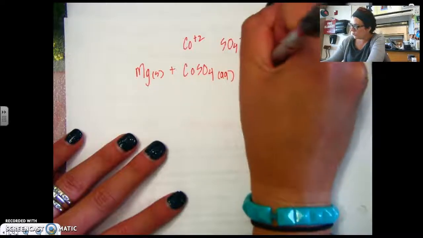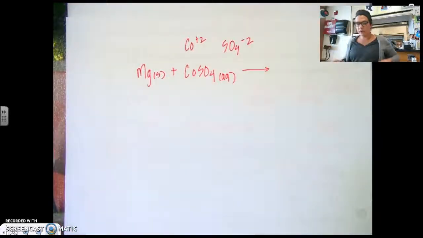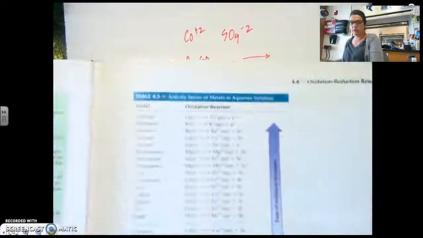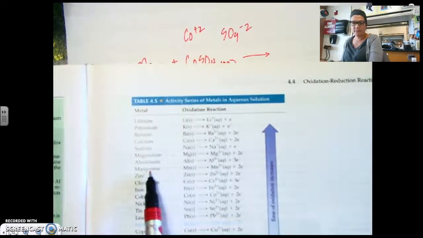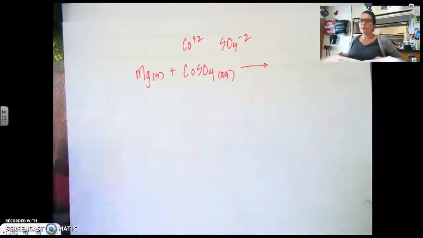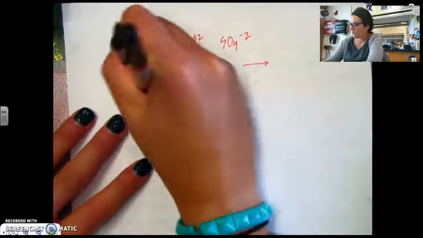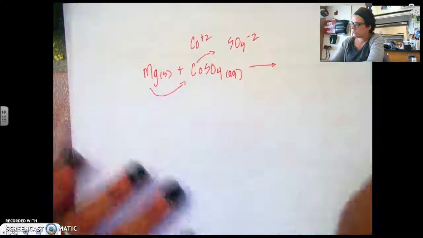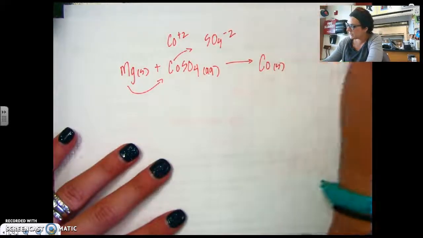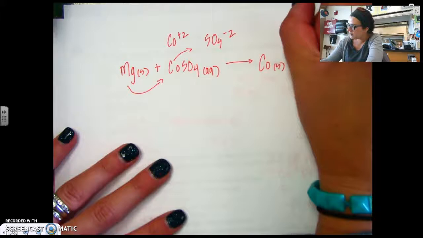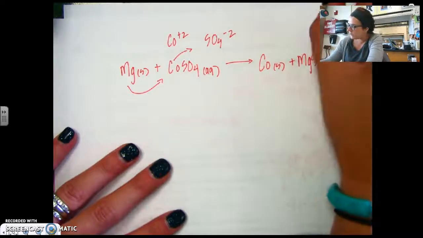So what's going to happen here is if I look at the activity series, will magnesium kick cobalt out? Magnesium has to be higher than cobalt. So here's magnesium here. Cobalt is here. So yes, magnesium will come in. It will kick cobalt out. So then I will have cobalt solid here, and then magnesium sulfate on the other side here.